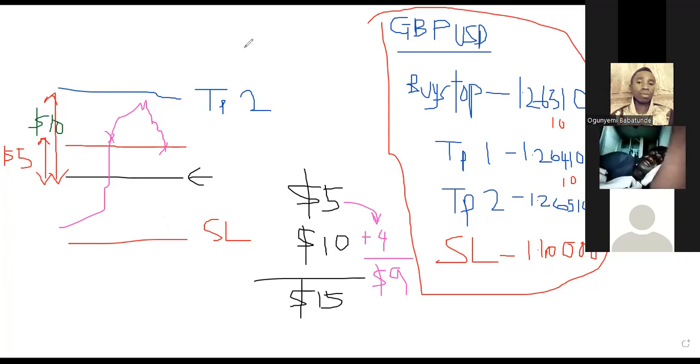Let us now go to hedging. That'll be the last one for today before I take questions, because I want to really answer questions today. Let's go to hedging. What is hedging? Hedging is a way of preventing a lost trade from incurring further loss. Let me explain my English.